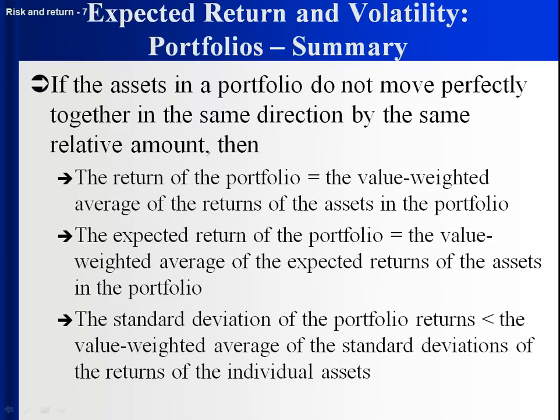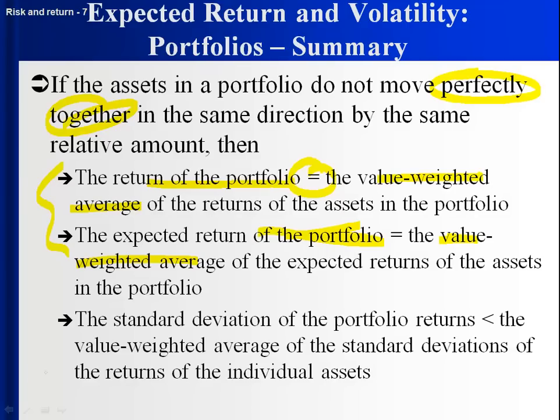So we have a typical asset where the asset returns do not move perfectly together in the same direction by the same relative amount. Then these two we've talked about. The portfolio return is equal to the weighted average of the returns. So what is the return of stock A, stock B, stock C, stock D? What's our holdings of those? Take a weighted average, figure it out. That's the return of the portfolio. Same thing with expected returns. Take a value weighted average of the expected returns for stock A, stock B, asset C, asset D, asset E. That's the expected return of the portfolio.